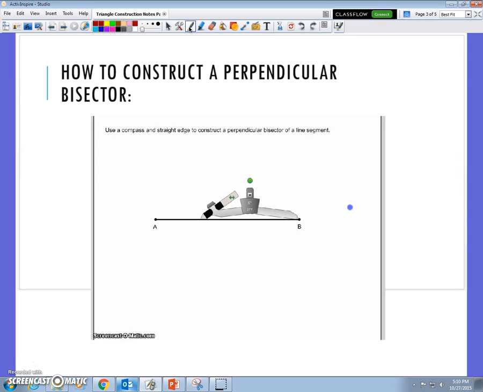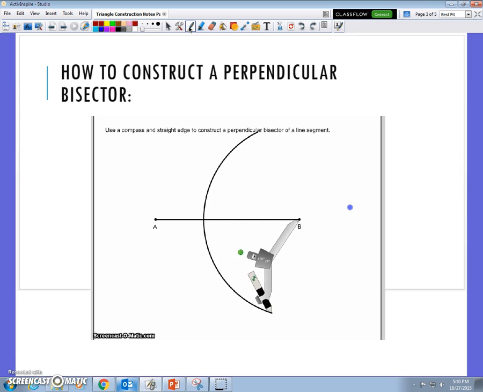If I were writing the steps for myself, I would say first things first, I need to open the compass a length that is at least half of the segment length. So open the compass wider than half the segment length. Then make your first arc by putting your point on one end and making your arc. Then put your compass on the other point of your segment and make another arc.